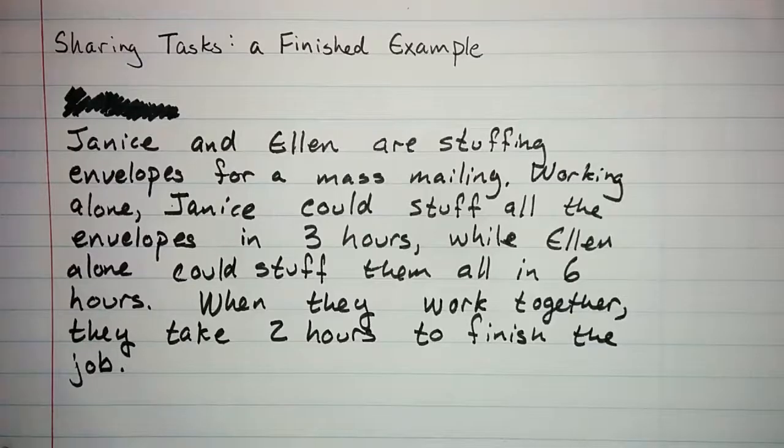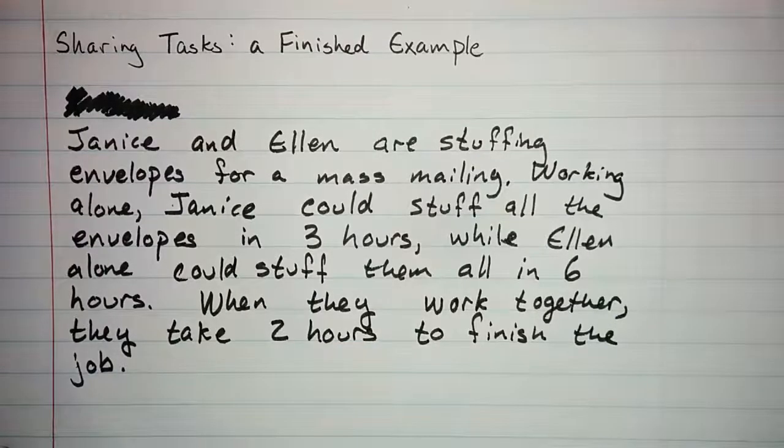Suppose Janice and Ellen are stuffing envelopes for a mass mailing. Working alone, Janice could stuff all of the envelopes in 3 hours, while Ellen could stuff them all in 6 hours. When they work together, they take 2 hours to finish the job. How should we understand this?